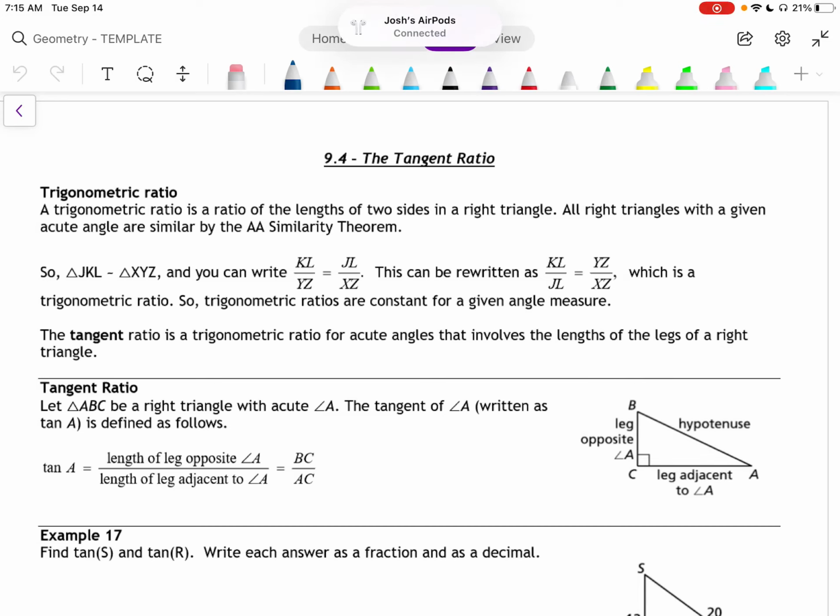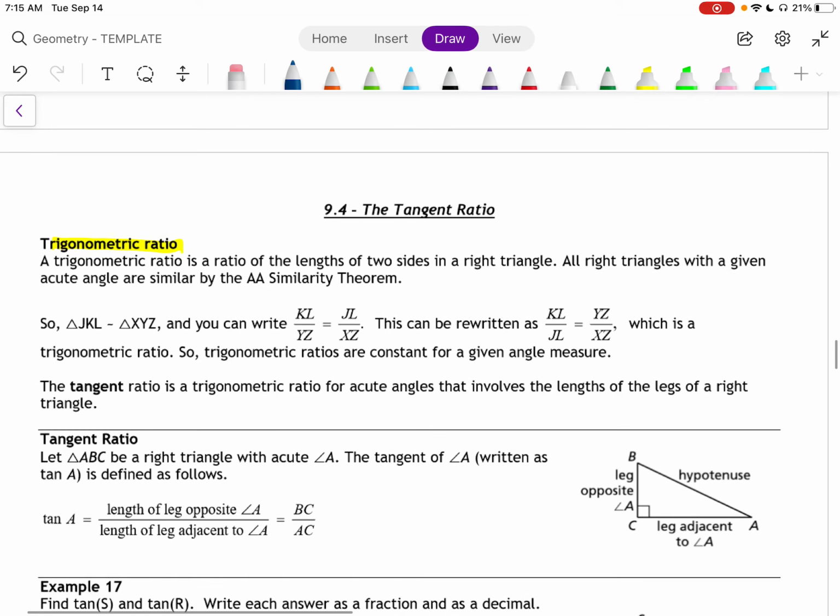All right, 9.4, the tangent ratio. So starting off, we have a trigonometric ratio. A trigonometric ratio is a ratio of the lengths of two sides of a right triangle. All right triangles with a given acute angle are similar by the angle-angle similarity theorem.